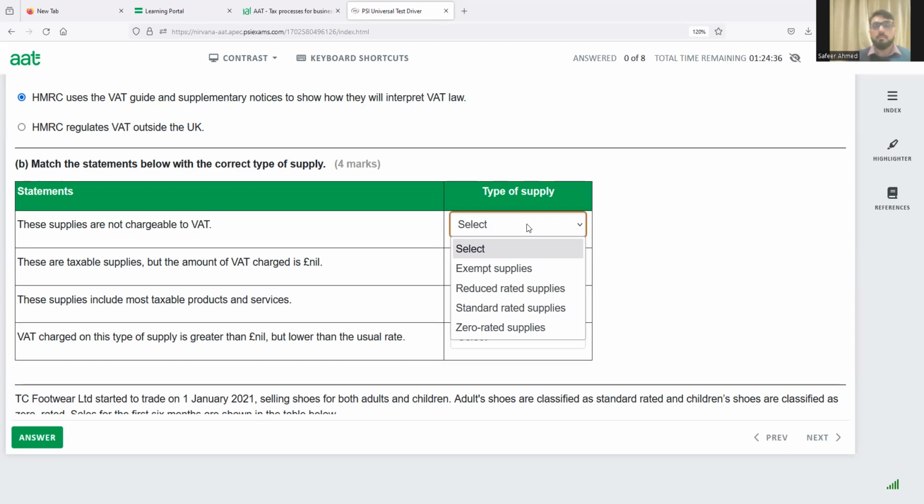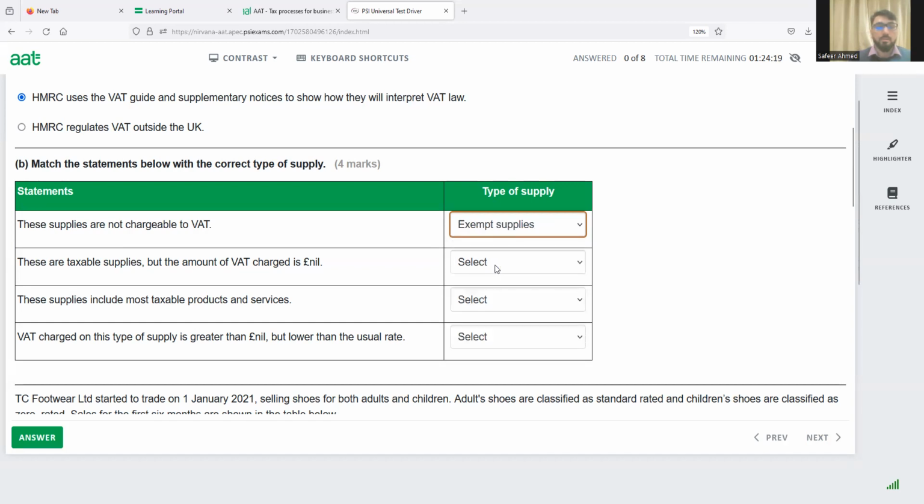As an example, your tuition fee, for example, is not chargeable to VAT, that's exempt supplies. Similarly, health and social care services, and of course, some others as well. But just giving you a couple of examples. So yes, we know that the supplies which are not chargeable to VAT is exempt supplies.